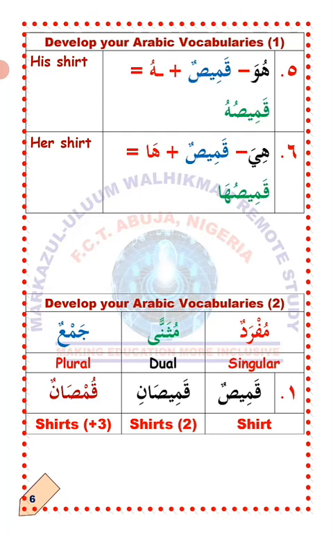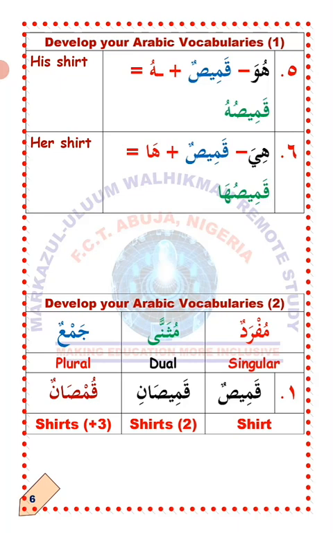Develop your vocabularies. Part 2. Mufradun, singular. Muthanna, dual. Jam'u, plural. So mufrad is a word in Arabic that represents only one. Muthanna is a word in Arabic that represents only two. Jam'u, plural, is a word in Arabic that represents more than two, from 3 upward. Remember, plurality in Arabic starts from 3 upward, unlike English, where it starts from 2 upward.